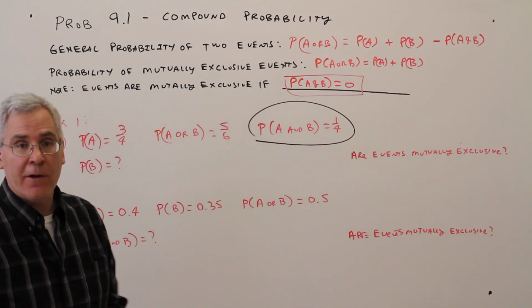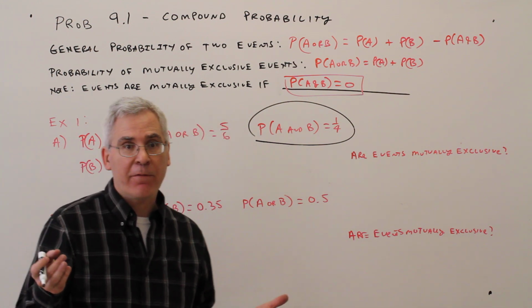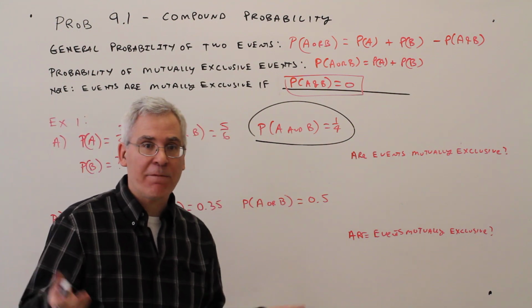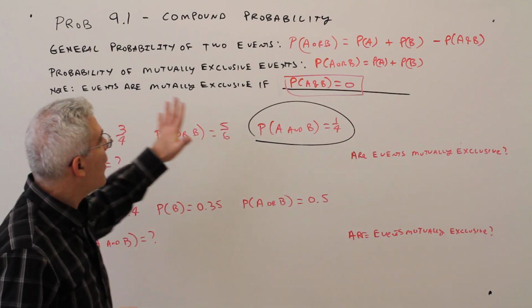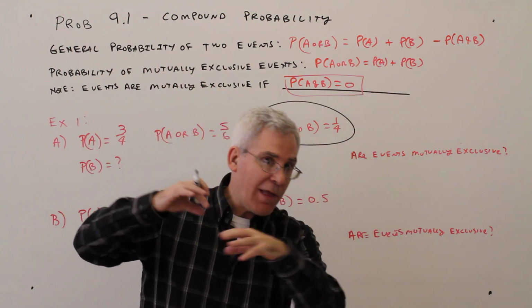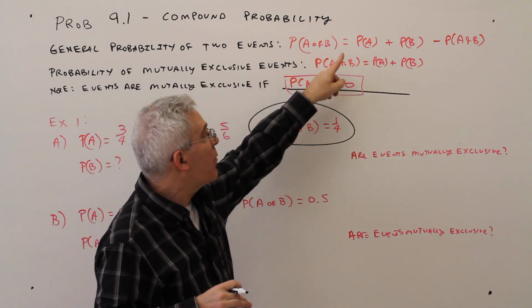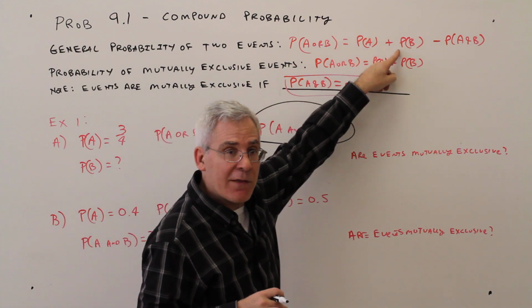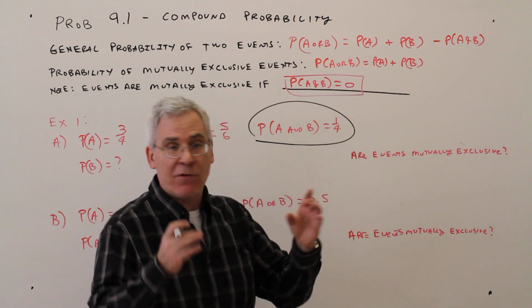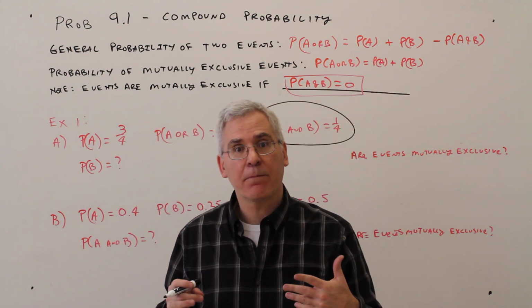Welcome to probability video 9.1, compound probability, and this will springboard right off of lesson 8 where we were counting elements in overlapping sets. Probability follows the same pattern. First off, the general probability of two events where there could be overlapping sets is as follows. The probability of A or B equals the probability of A plus the probability of B minus the probability of A and B. And that's just like those two overlapping circles where we had to subtract the double counting.